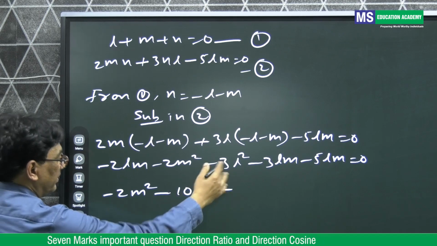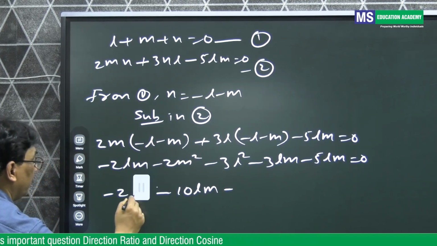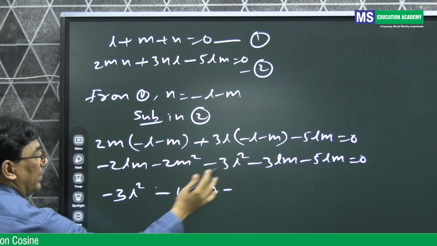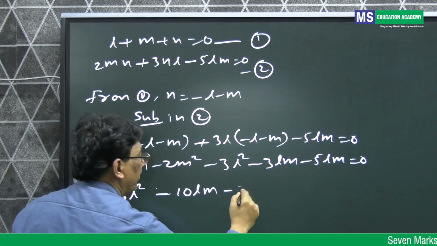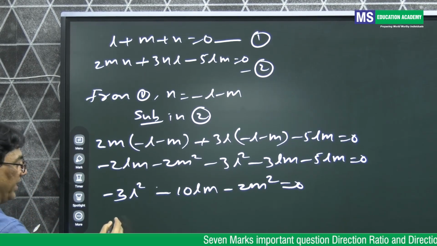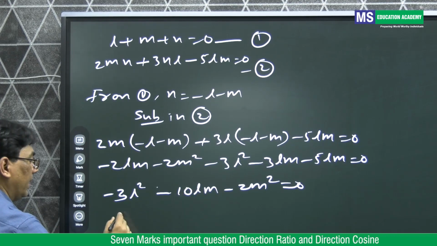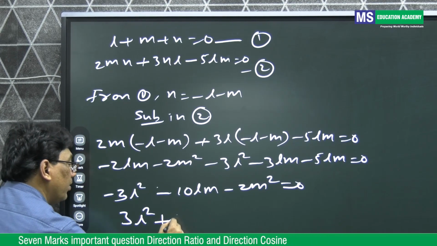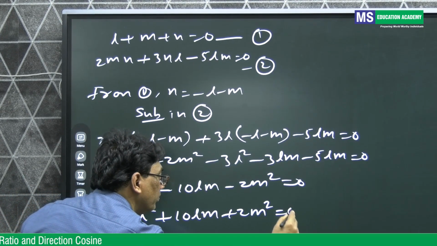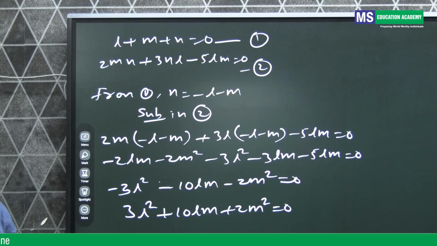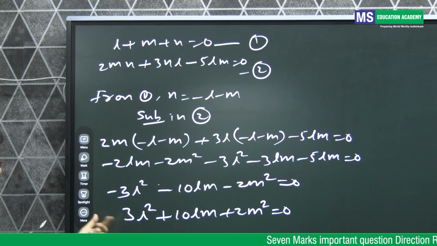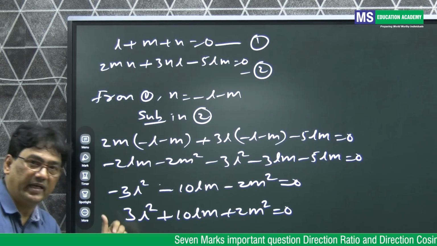Write L square value first, then LM, then M square value minus 2M square. Everything is minus, so don't keep unnecessary minus; multiply by minus: 3L square plus 10LM plus 2M square equal to 0. In the previous one, the factors we were getting easily, but here the factors we are not getting. Check it, the factors do not come.